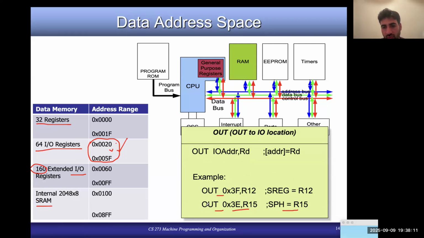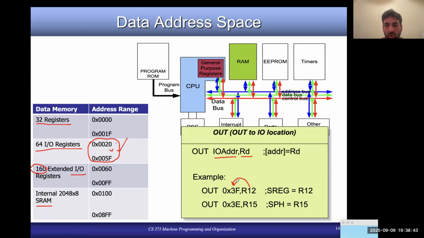Let me just clean this so that the figure doesn't become confusing. Okay, so here again, just like all other instructions, this is our destination and this is the source. For example, when you say out 0x3f, R12, you are now saying put the value of the R12 register into the memory location having an address of 0x3f.